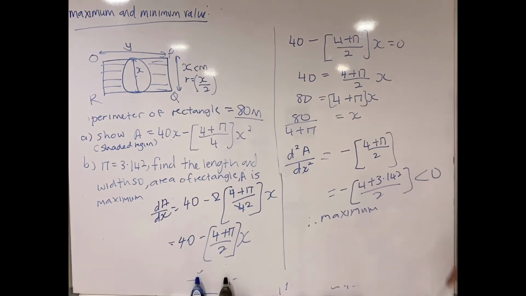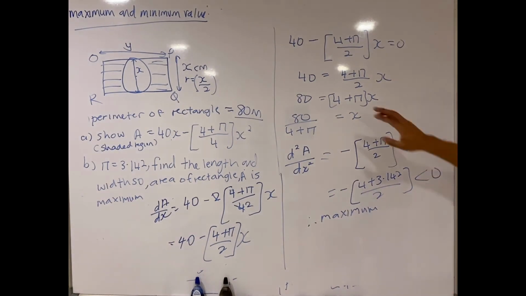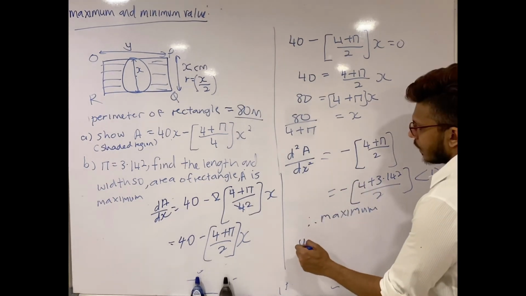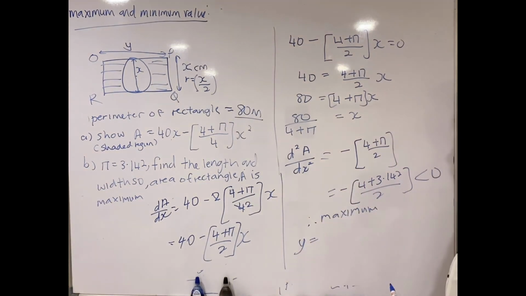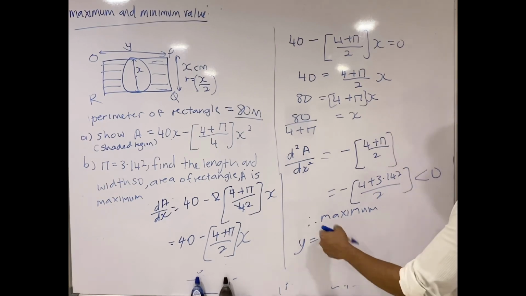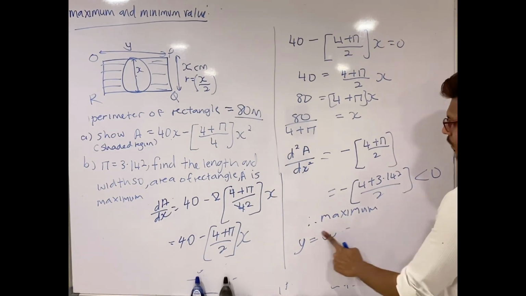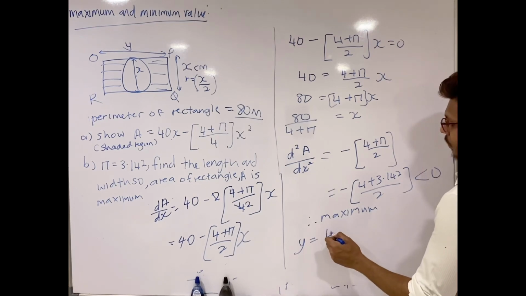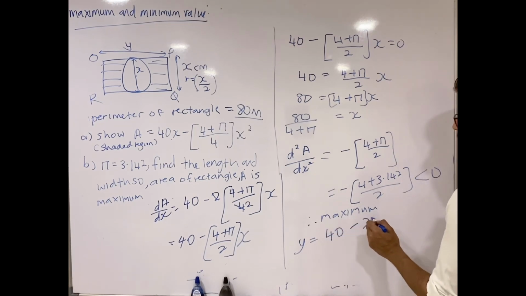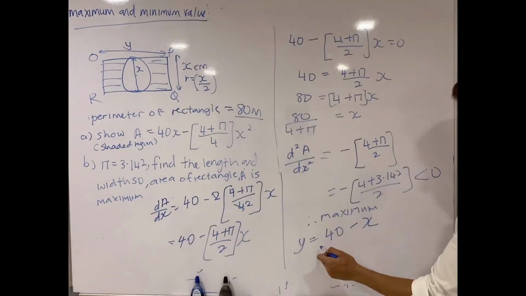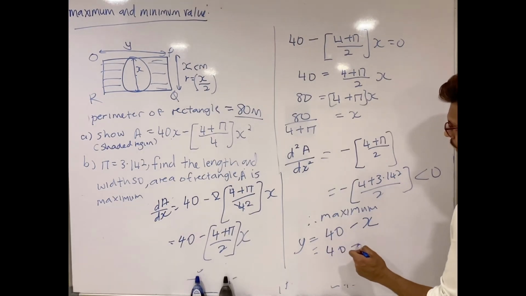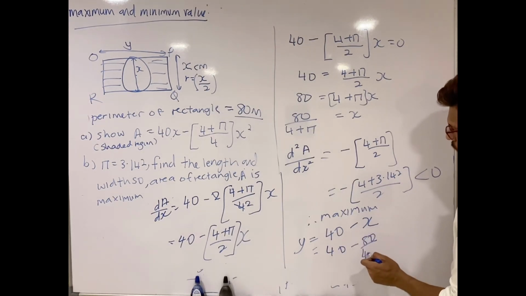Okay? Now that we know this is maximum, let's look at our x value. I can easily calculate my y value. Based on the equation we got just now, we know that y is equal to 40 minus x. The value is going to be 40 minus 80 over 4 plus pi.